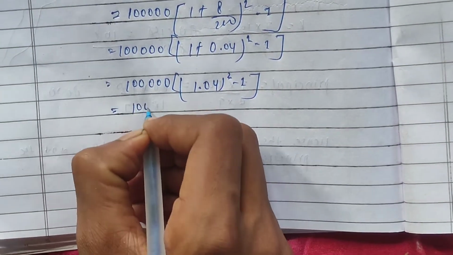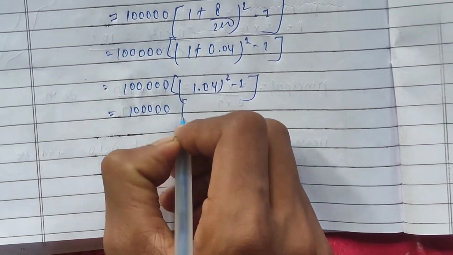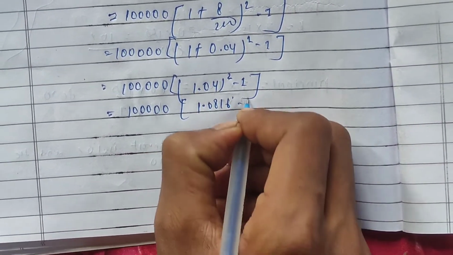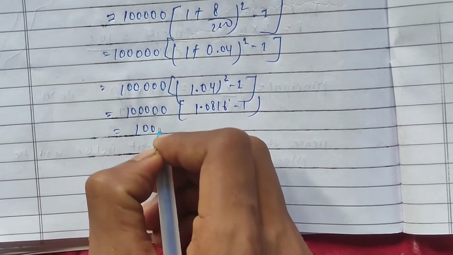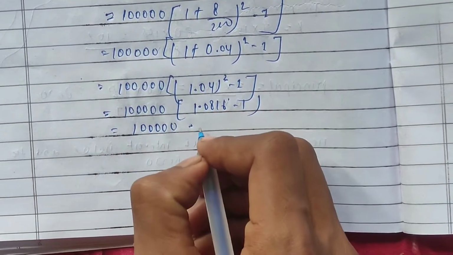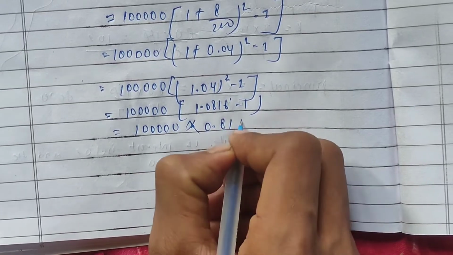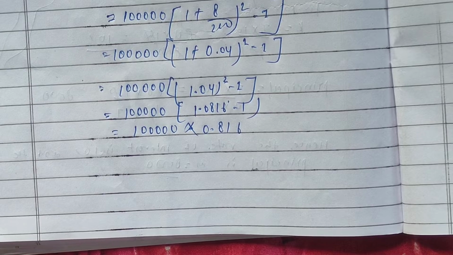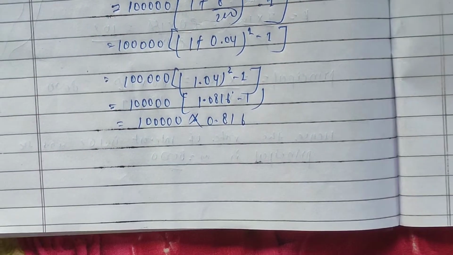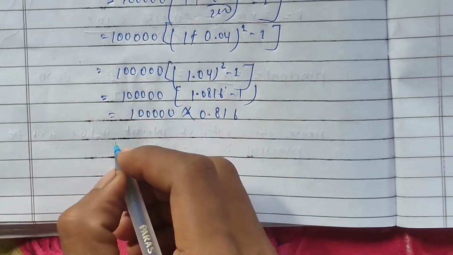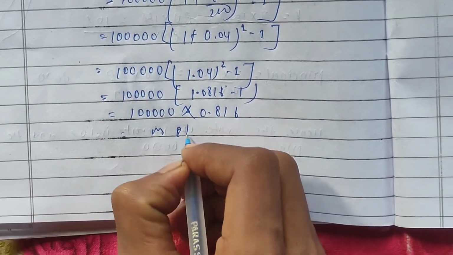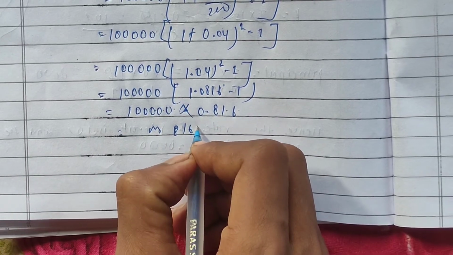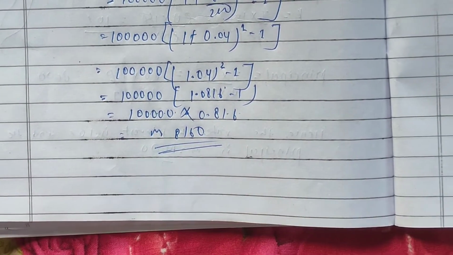So now 1.04 square, after this square, this will become 1.0816 minus 1. So when you subtract 1, this will become 0.0816. After that we'll multiply, this will become Rs 8160. Okay, so this is the compound interest semi-annually.